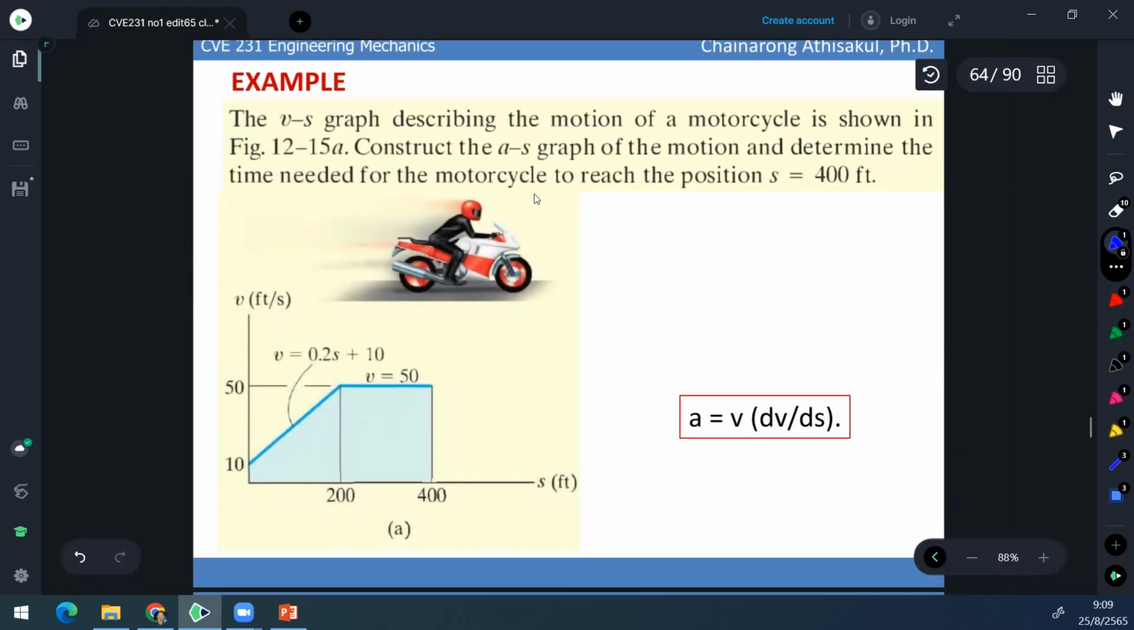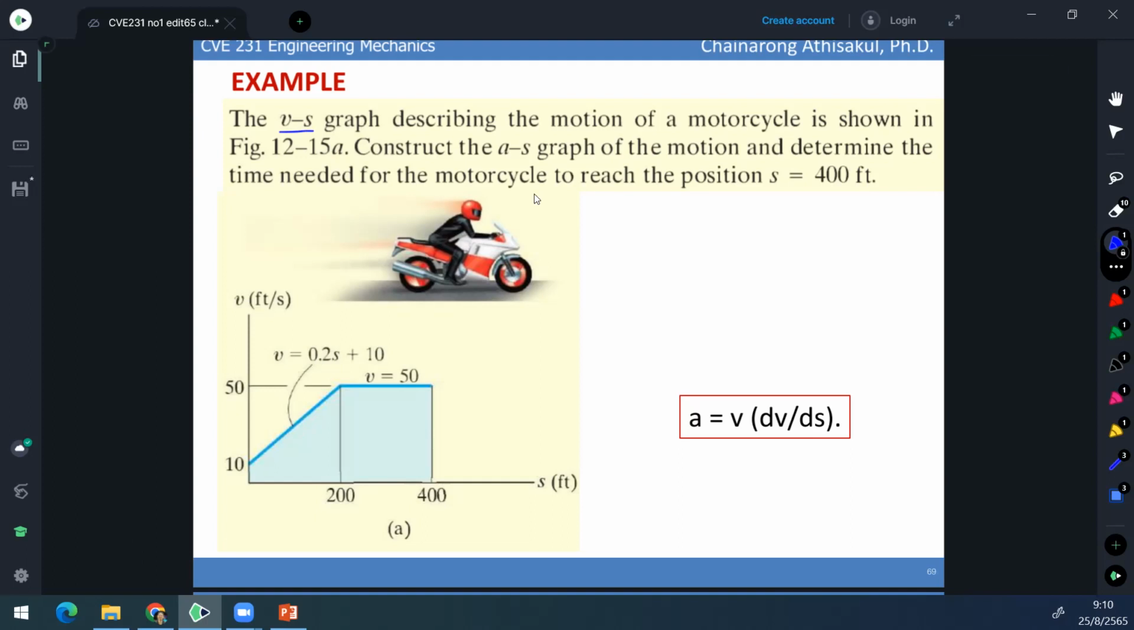And if we take a look at the next example, that is maybe more complicated. This is not the a-t and v-t graph anymore. It is the v-s graph. For the case of the v-s graph, we may not be familiar with it.